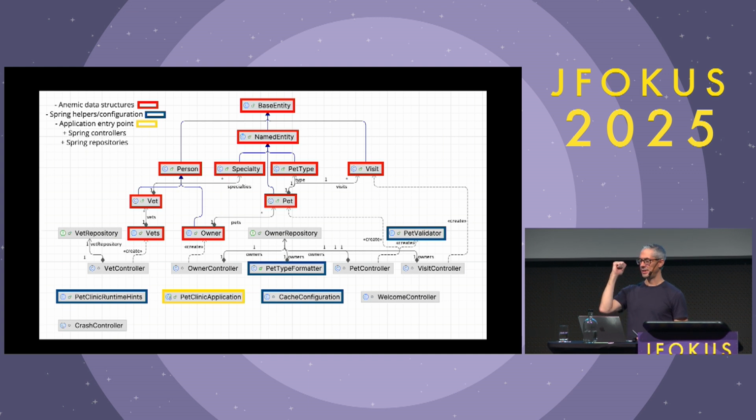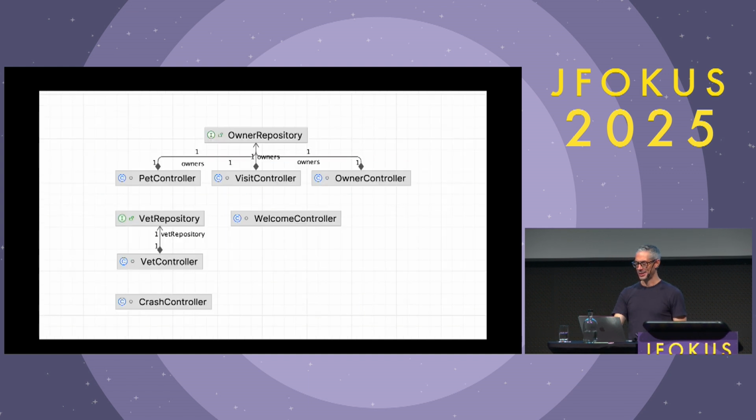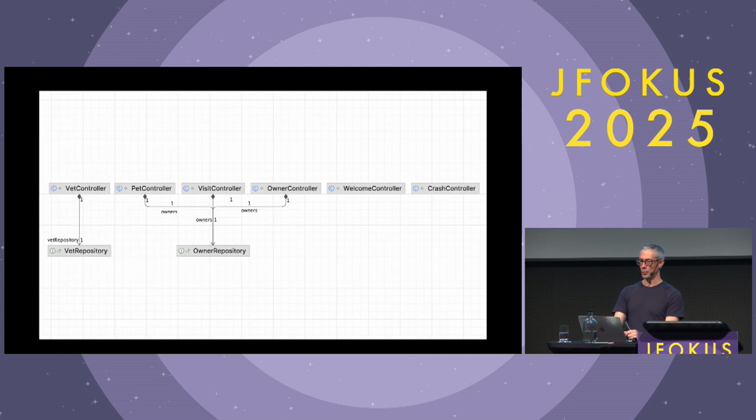So I'm not interested in the anemic domain structures. I'm not interested in the application entry point, and I'm not interested in the Spring configuration and helper classes. That leaves me with the repository classes and the controller classes. So if we remove those things from this diagram, shuffle all the boxes around, we get this, and we can get the same diagram I did from the top-down approach as well.